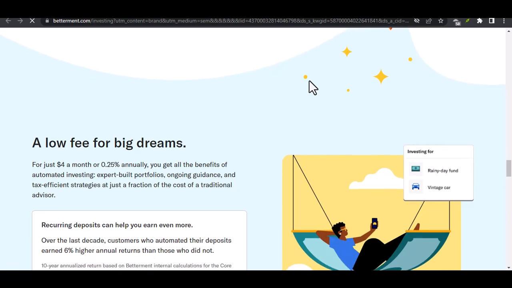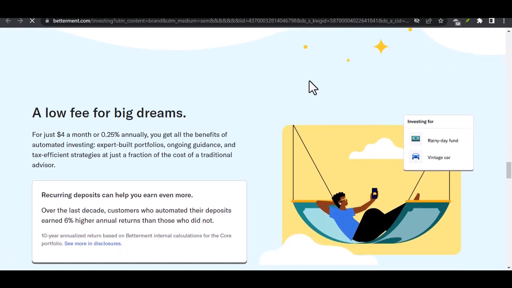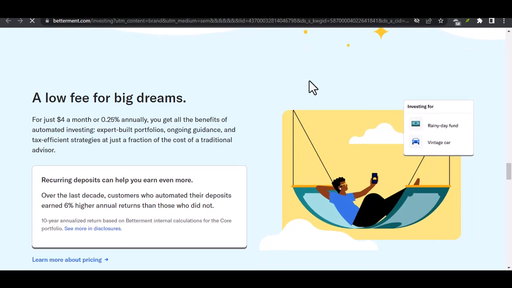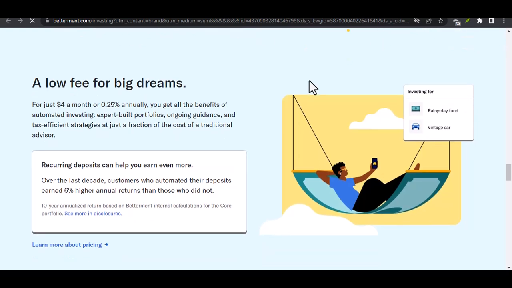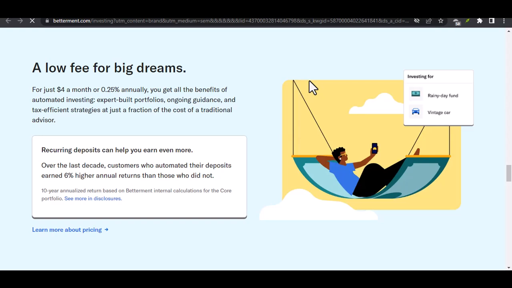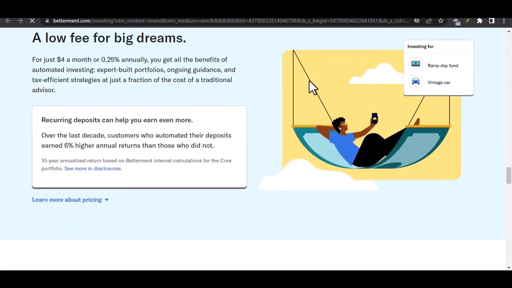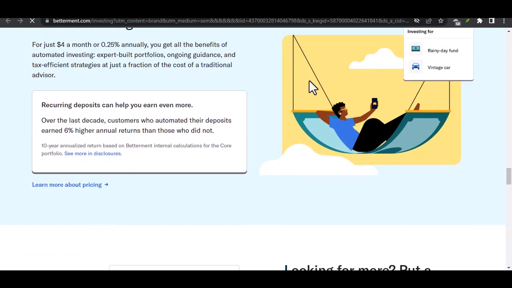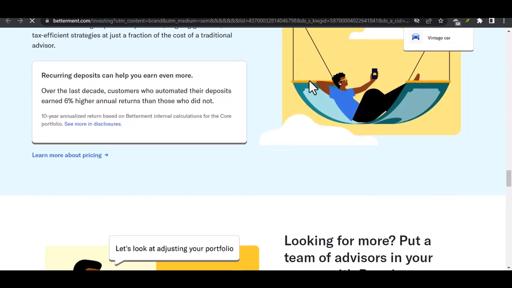Betterment is a great tool for growing your wealth over time, but you still need a traditional checking account for your day-to-day needs. You can even consider using Betterment Cash Reserve for your emergency fund and a high-yield savings account from another bank for other short-term savings goals.